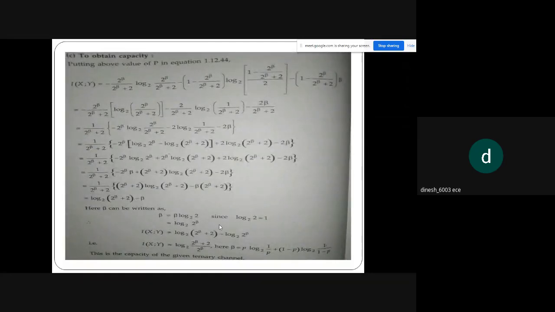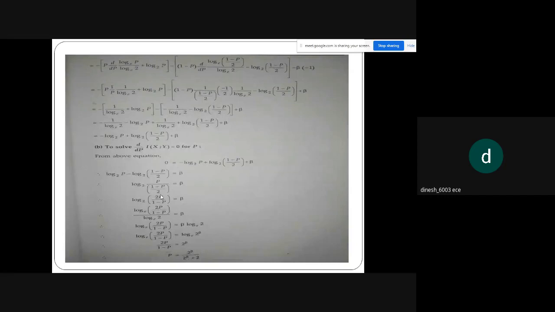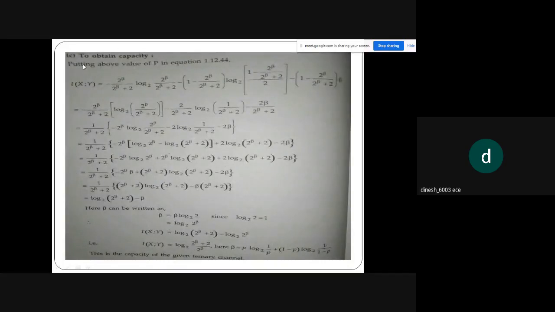Next, after finding this value of p, simply substitute this p value in the mutual information. So mutual information is this, which you had obtained. Simply instead of p, substitute this, and simplify step by step.